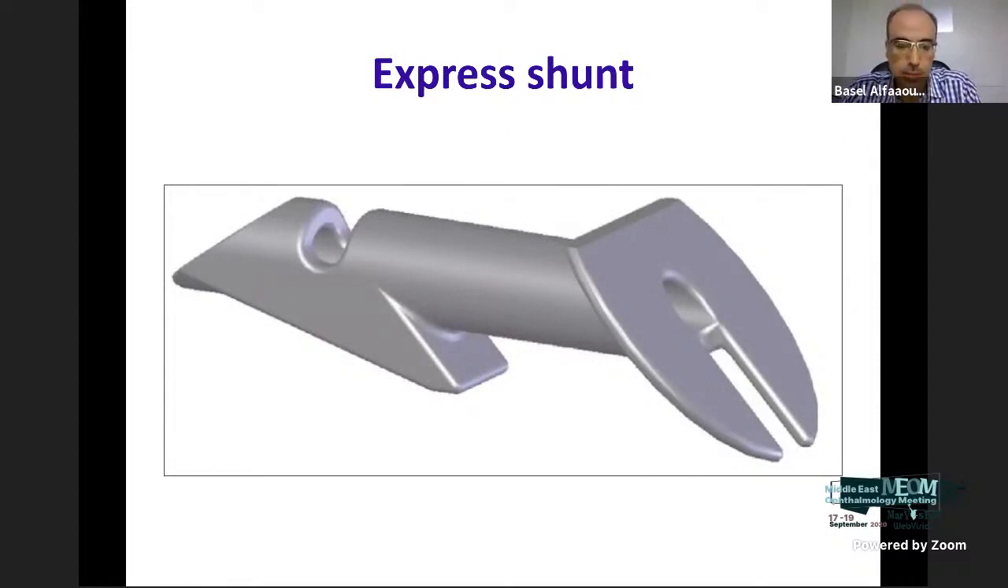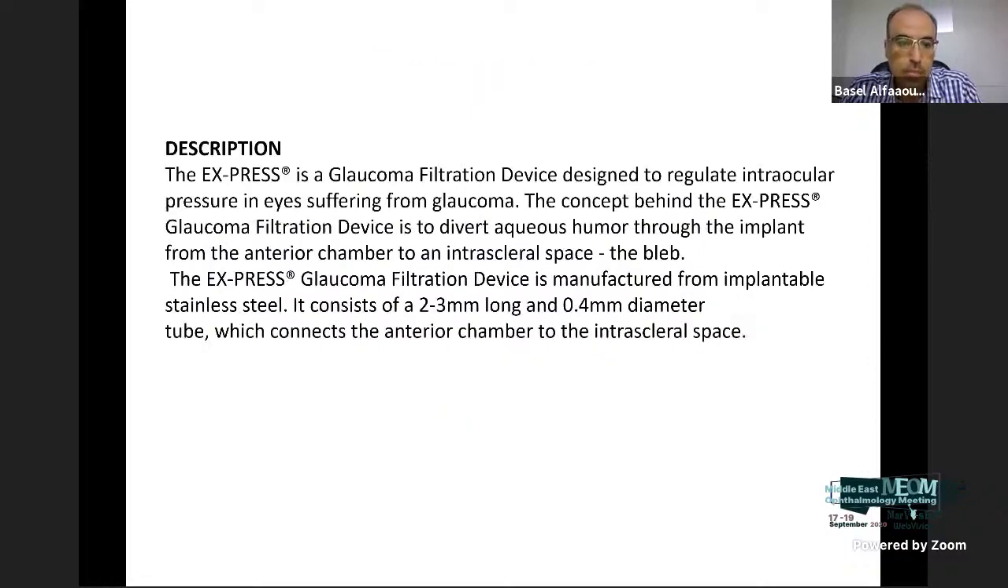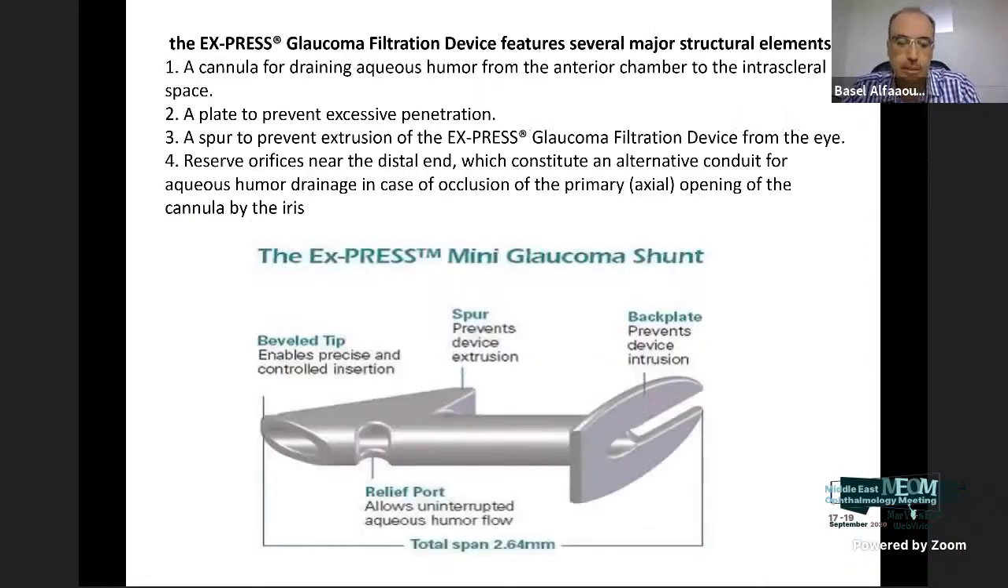This is the implant. Indeed, it is a stainless steel implant, just 2.6 millimeters in length, provided with a beveled tip that will be inserted in the anterior chamber. Two important parts are the spur and the back plate. The spur will prevent the implant from extrusion, and the back plate will prevent intrusion.